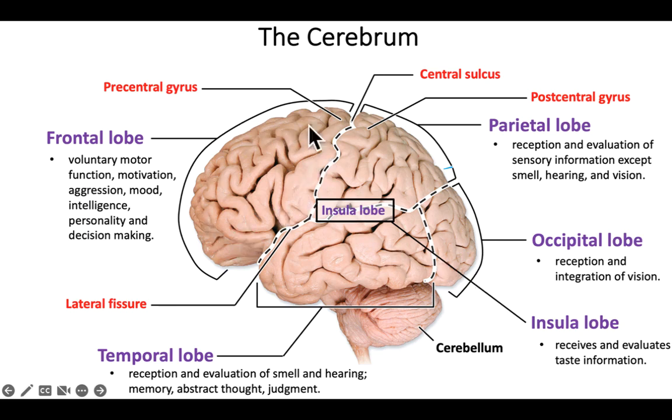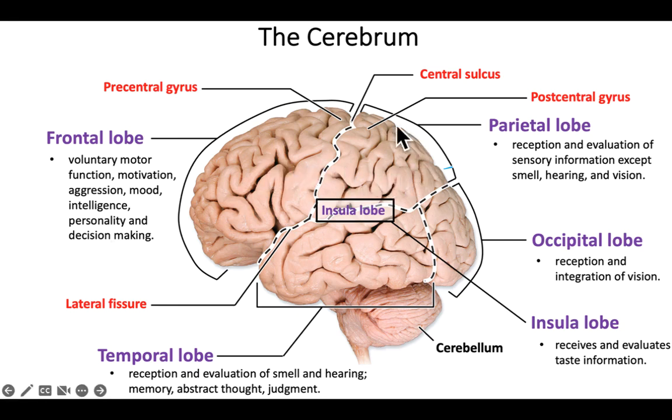Frontal lobe is in the front here. We're going to learn a lot of areas in the frontal lobe. One area is in this fold here called the precentral gyrus. That controls your voluntary motor function. So when you want to move your arms, your legs, your head, that comes from that area. It also has motivation, aggression, mood, intelligence, personality, and a lot of your decision making is in your frontal lobe.